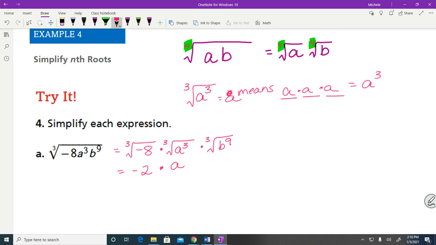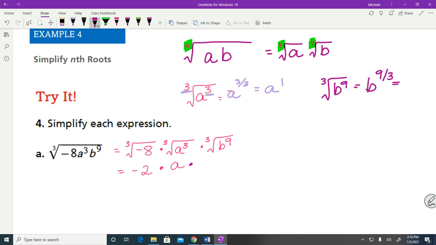The shortcut for that, so that I don't have to think about that the long way every time, is to divide. If you divide this number by that, we get a to the first power. So then I can also apply that here. The cubed root of b to the ninth is the same as b to the 9 over 3, which is b cubed. So my answer is negative 2a b cubed.